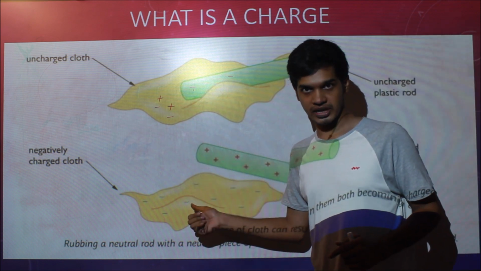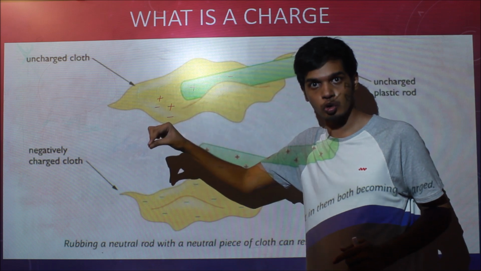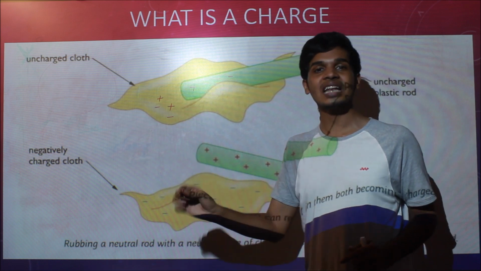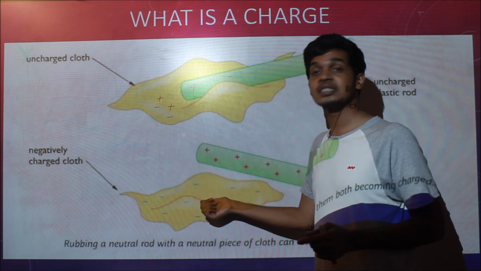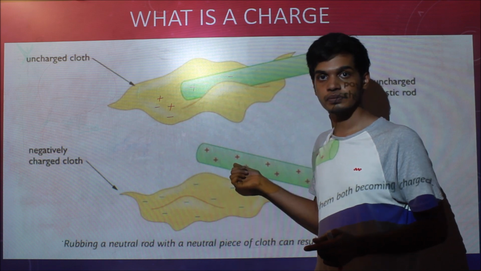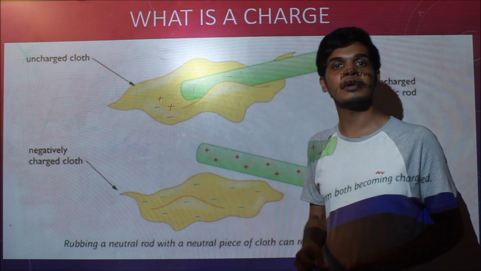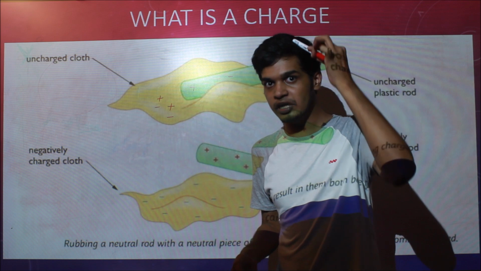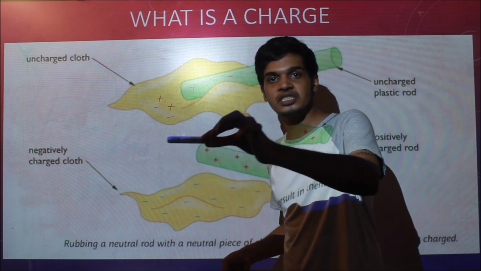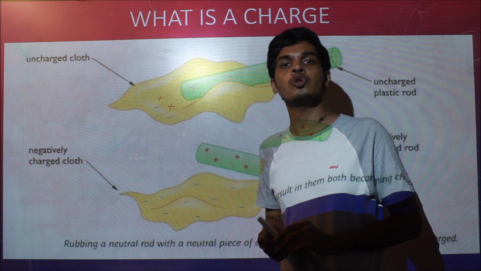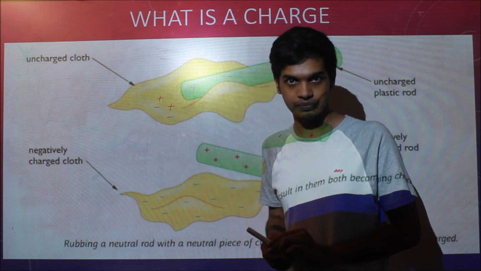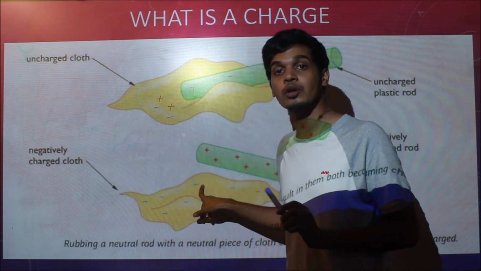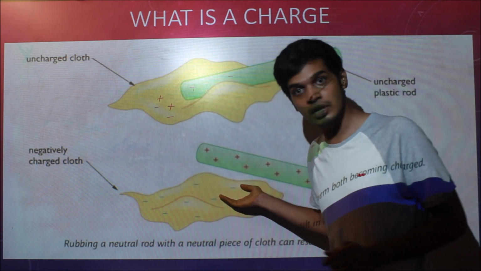When either of these objects was brought close to an uncharged lightweight object, it was observed that the lightweight object got attracted towards the cloth or the rod. This experiment is very similar to the one that you have observed in school, wherein you used a scale, rubbed it on your hair, and you observed lightweight objects getting attracted to it. You called it by the name static electricity. Static meaning stationary, meaning the charges are not moving. Very similar to what we have seen here.